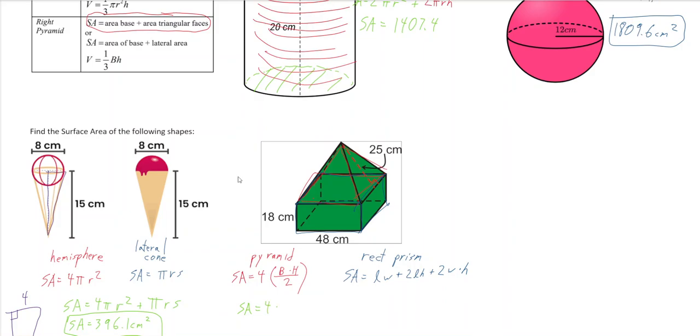So 4 times, and then the base is 48, the height is 25 over 2, and then plus length times width, well, this is going to be 48 times 48, plus 2 times the length, which is 48, times the height, which is 18, plus 2 times the width, which is 48, times the height, which is 18.